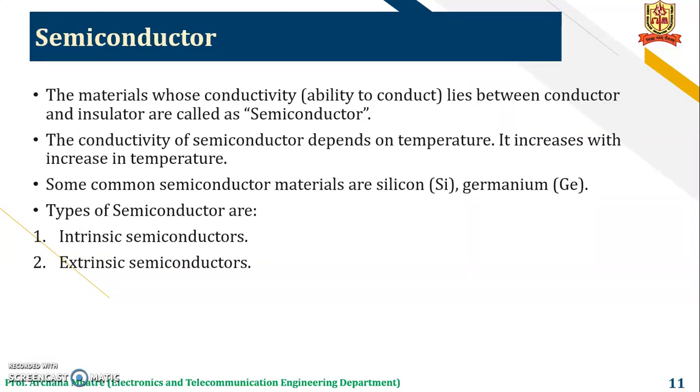Now next, there are two types of semiconductor: intrinsic semiconductor and extrinsic semiconductor. Now we have seen that semiconductors have conductivity between the conductor and insulator. These are the common materials for semiconductors, like silicon and germanium. Now we will see these two types in detail.